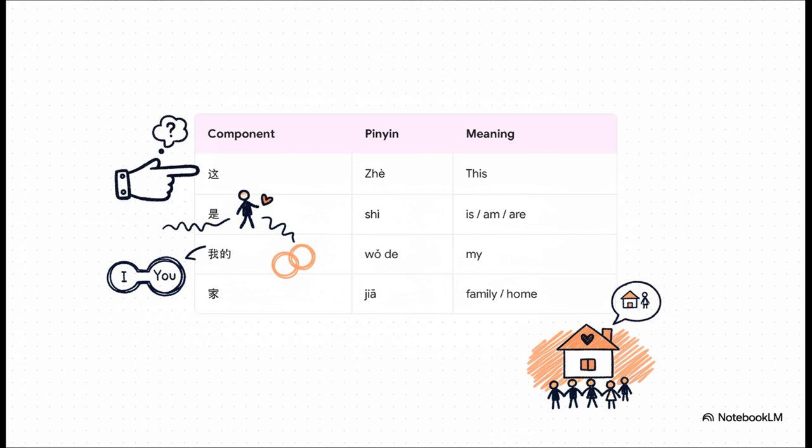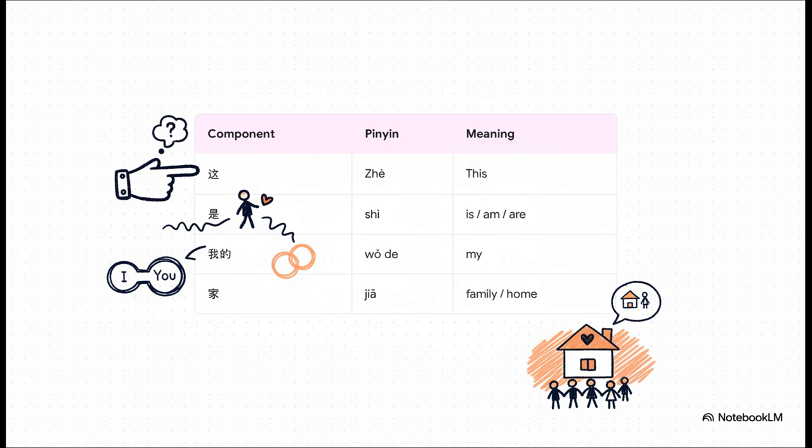Now, I really want to pause on this word because it is a perfect example of how language reflects culture. Jia means home, like the physical building, but it also means family, and this is not a coincidence. In Chinese culture, the concept of family and the concept of home are just inextricably linked. The family unit is the absolute cornerstone of society, and the physical home is its center.